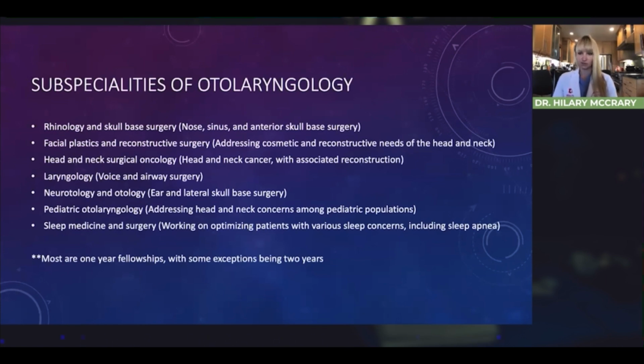And then sleep medicine and surgery is a growing fellowship within our field. So you can offer surgical options for patients with really bad obstructive sleep apnea. And overall, most of these fellowships are 1 year. So most otolaryngologists that are fellowship trained will be done in about 6 years. Neurotology is 2 years, and then some head and neck fellowships, some facial plastic fellowships could be 2 years as well.